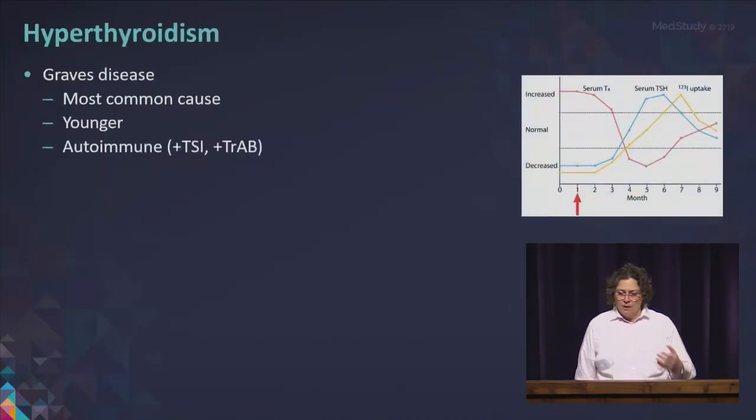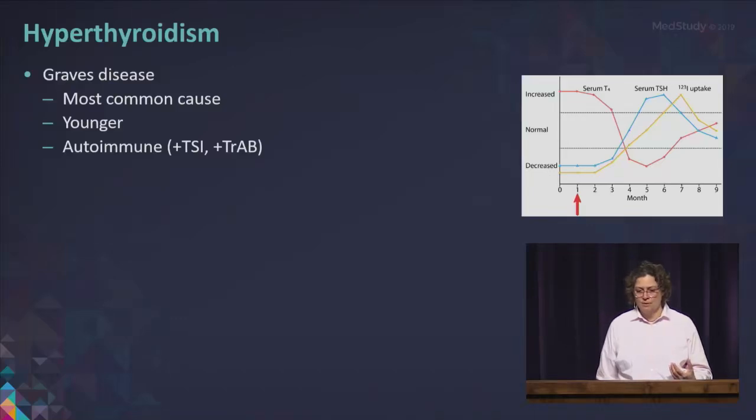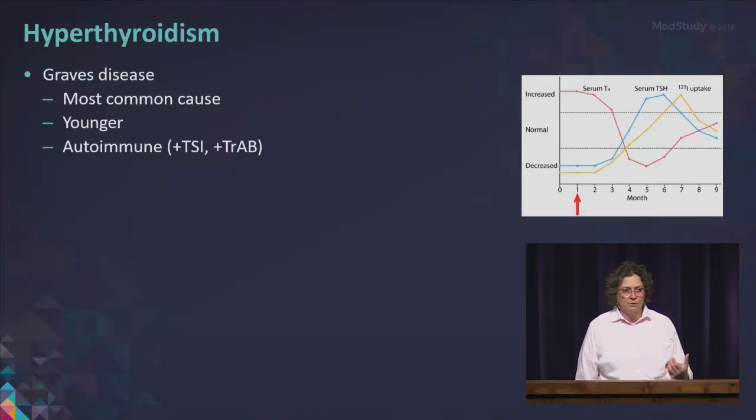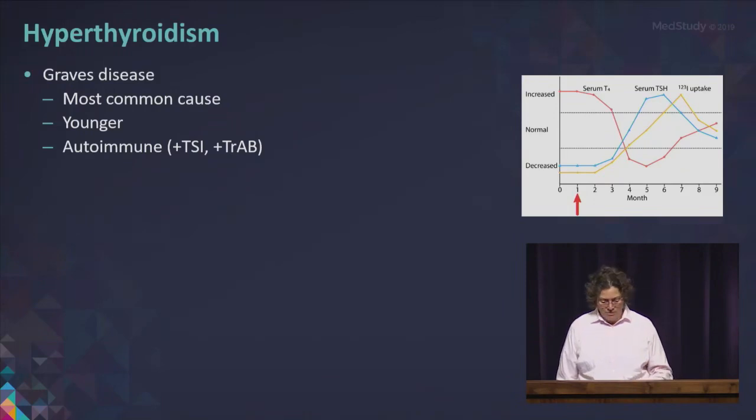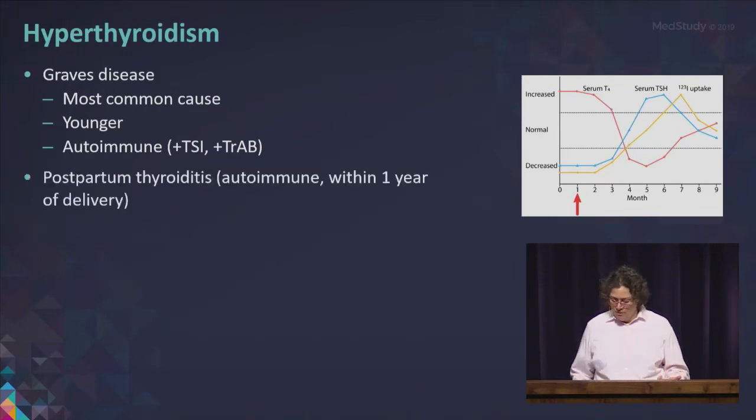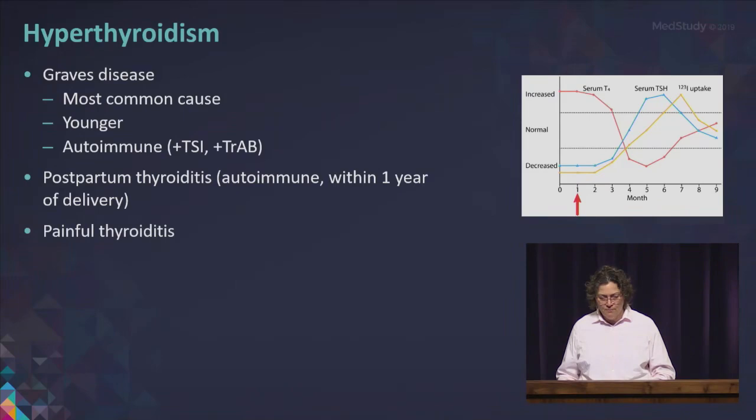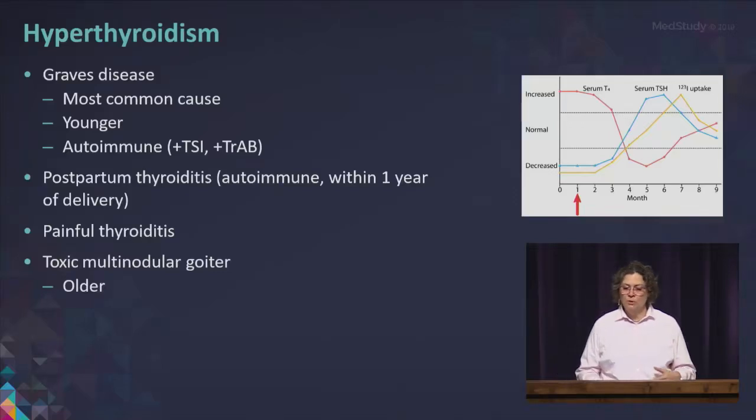And so next we'll talk about hyperthyroidism. Hands down, the most common etiology of hyperthyroidism is Graves' disease. You see it in younger people, and it's autoimmune mediated. If you were to check antibodies, you would have an elevated thyroid stimulating immunoglobulin and or an elevated TSH receptor antibody, also known as TRAB. Other etiologies of hyperthyroidism would be a postpartum thyroiditis within a year of delivery, painful thyroiditis, again, de Quervain's thyroiditis. In older people, you could see a toxic multinodular goiter because nodules are more common as you get older.